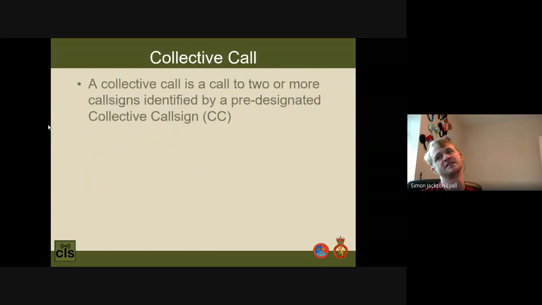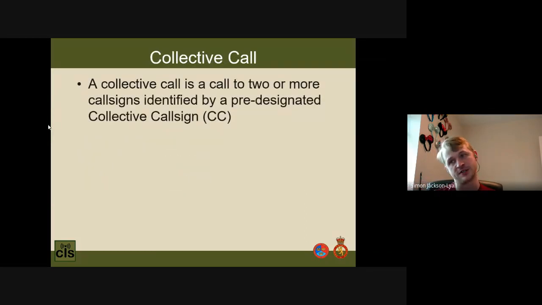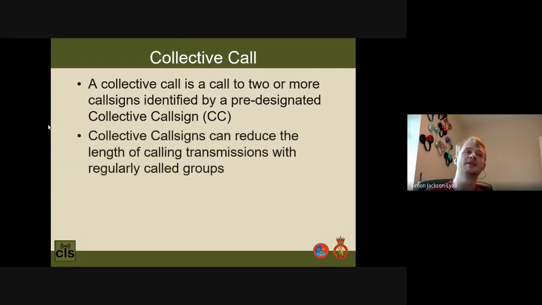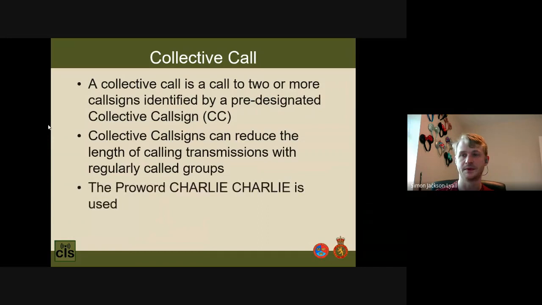Okay, so let's look at collective calls. A collective call is a call by 2 or more call signs, identified by a pre-designated collective call sign. Thinking about our elements of COIL, we're starting to mask a little bit, but also within security, accuracy, and discipline, we're keeping the transmission as short as we can by using collective call signs. We can pre-agree a number of call signs that exist within a collective call before we even start, and that way everyone knows who's within that, and you don't have to list a load of call signs. And we use the pro word Charlie Charlie to do that.